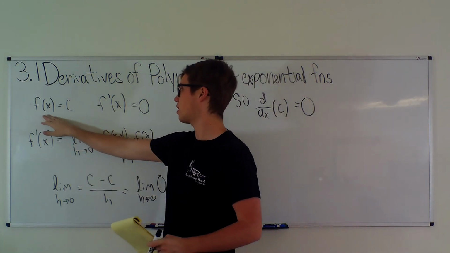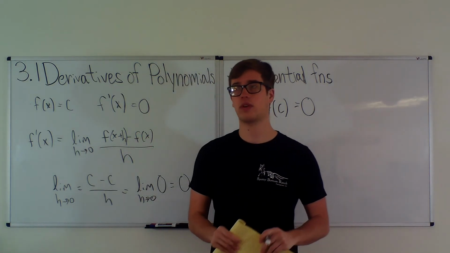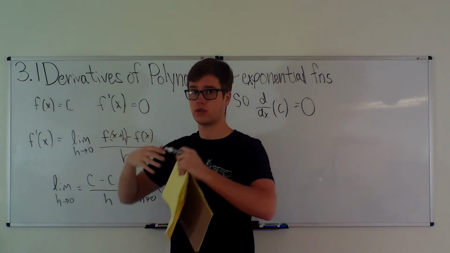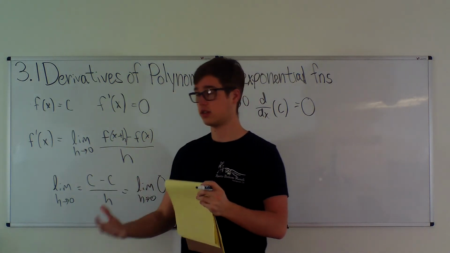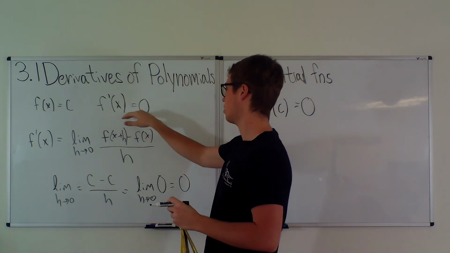Right here we have f of x is equal to c. The c is any number. Don't get tripped up on the c. Just realize that it's not x. It's not your input variable, so it's just a constant. It's just a number. So the derivative of f of x is equal to 0.